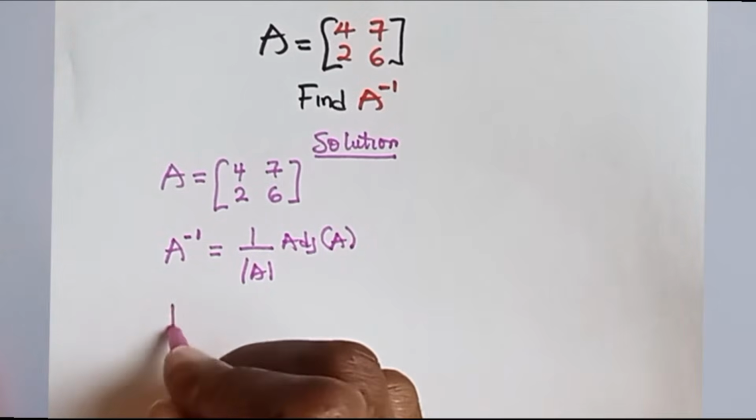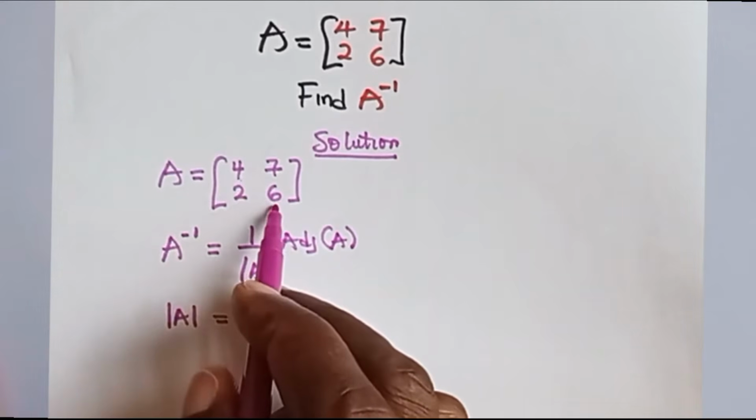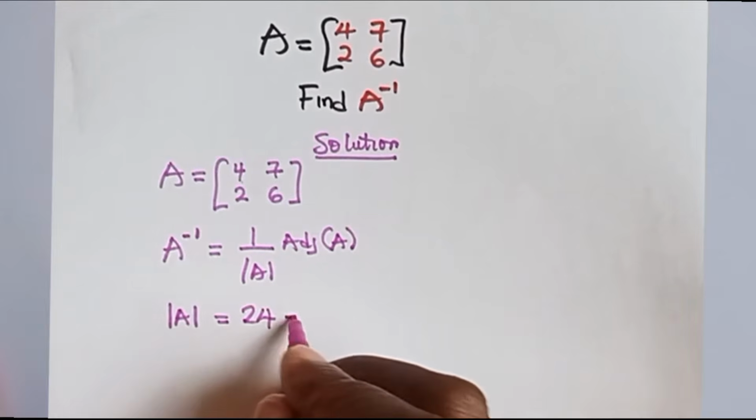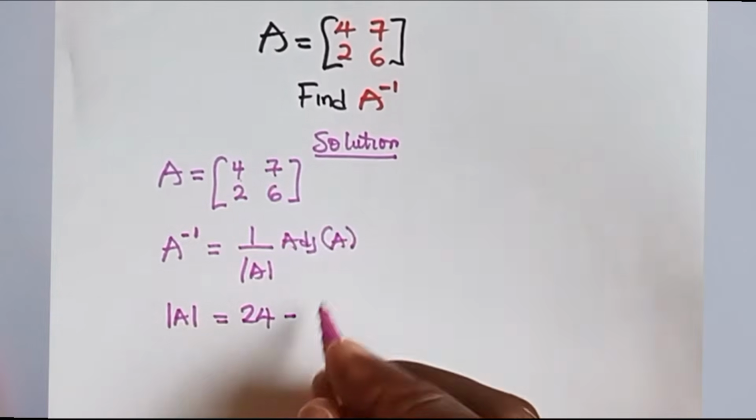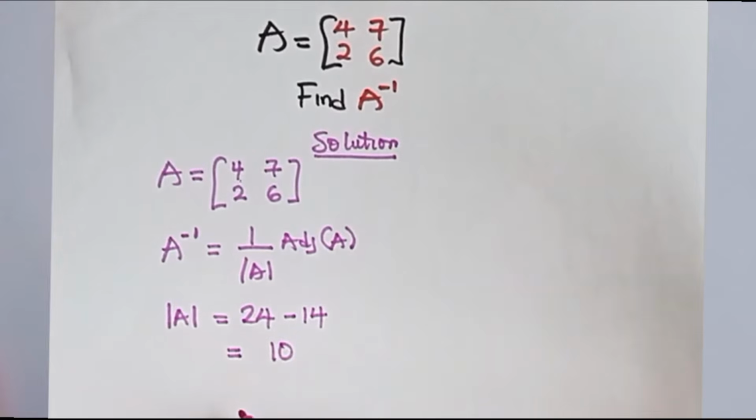All right, so the determinant will give us 4 times 6, which is 24, minus 2 times 7, which is 14. So our determinant gives us 10. That means that this matrix is invertible.